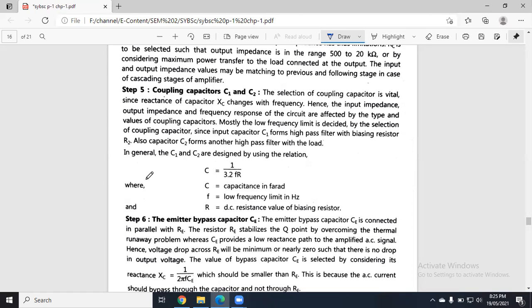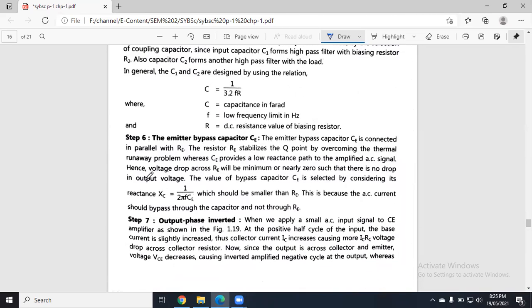Or many questions will be formed on this point, because this point is going to be very, very important. After that, step 6. We have seen the 5 different steps. Now we have to see step number 6, the emitter bypass capacitor, CE. This is again going to be important, just like your previous point. They might ask you a question like, explain the role of bypass capacitor, or explain the effect of bypass capacitor. What will happen if we didn't connect this capacitor? Likewise, multiple questions can be formed on this point.